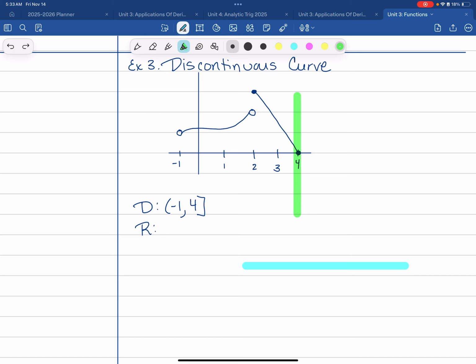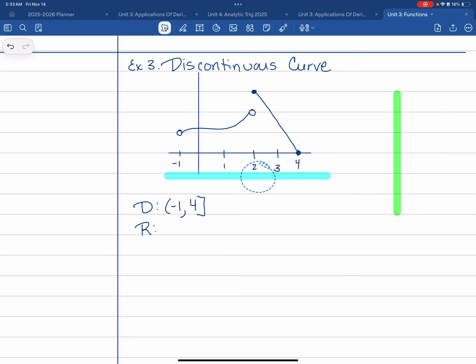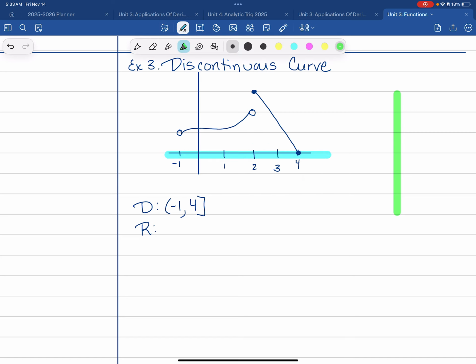All right, now let's go ahead and check for our range. So now I'm going to use a horizontal line because I need something to read my y values. And so notice there's nothing before 0 because this is where y equals 0. And at y equals 0, we're starting things off.